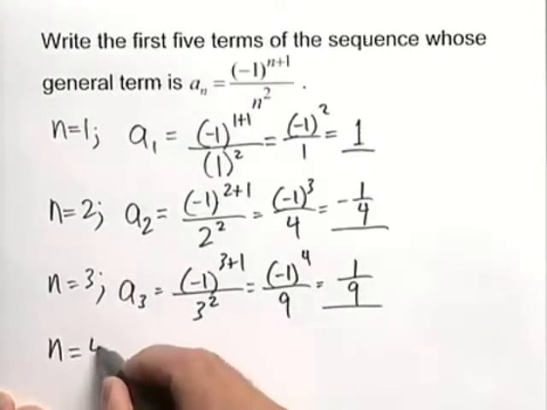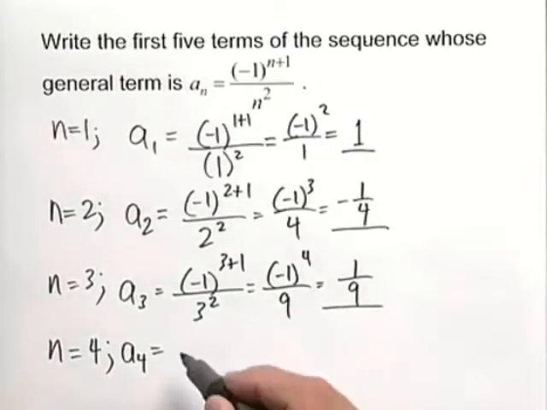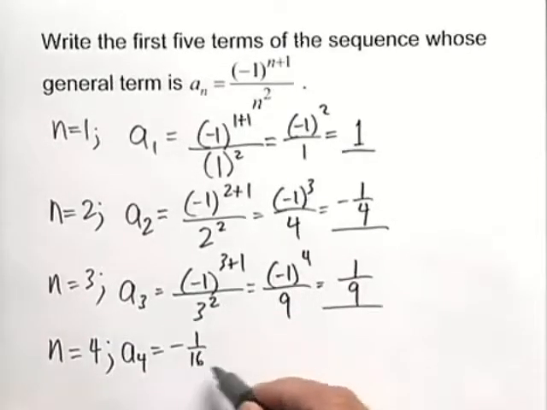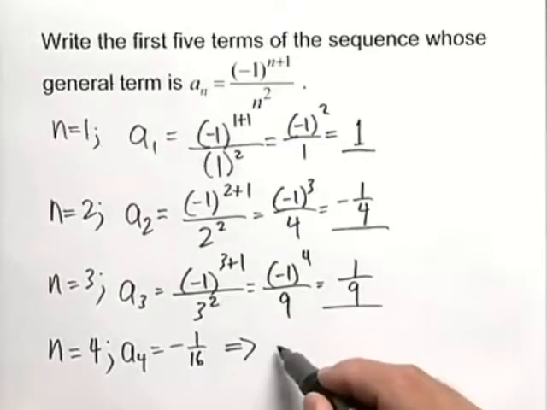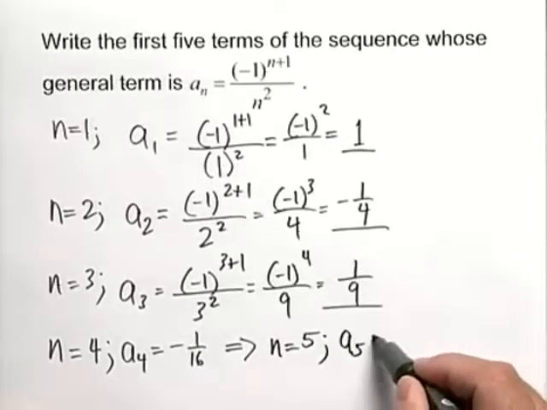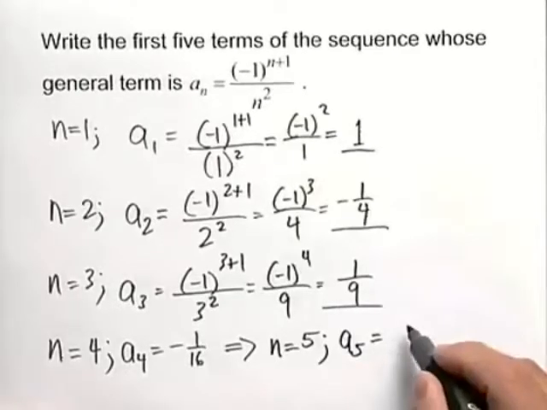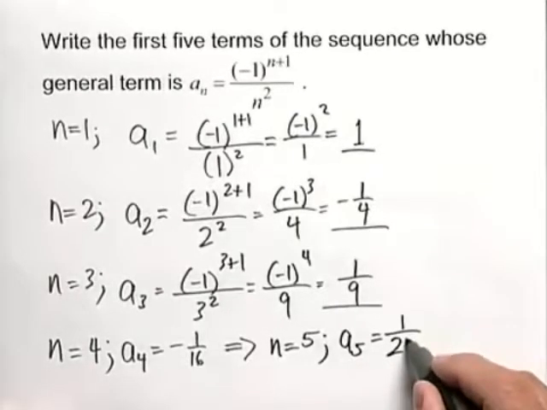So we could do a similar thing for n equals 4. That represents again our fourth term, and a sub 4 comes out to be -1/16, again continuing our alternating pattern. And then our fifth term, represented by n equals 5, could be written as a sub 5. Again, plugging 5 in wherever we have an n in our formula, that will give us a positive 1/25.